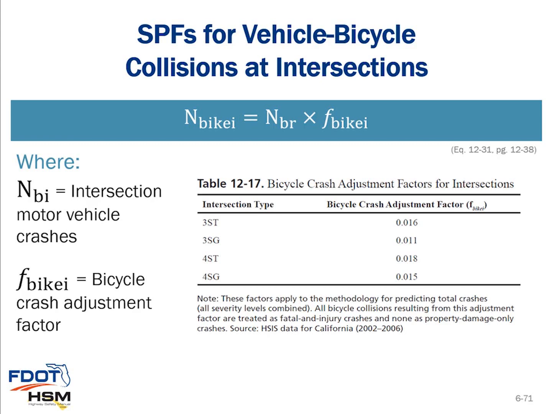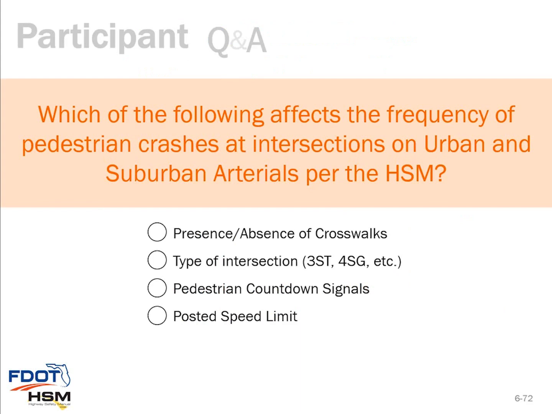So I'd like to have a question now, and a little polling question. Been a while since we've had one. So which of the following affects the frequency of pedestrian crashes at intersections on urban and suburban arterials per the HSM? You've got 4 different opportunities to choose. And I want to emphasize intersections. It is presence or absence of crosswalks, the type of intersection, do you have pedestrian countdown signals, and posted speed limit.